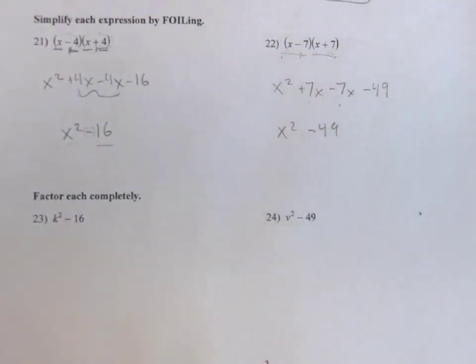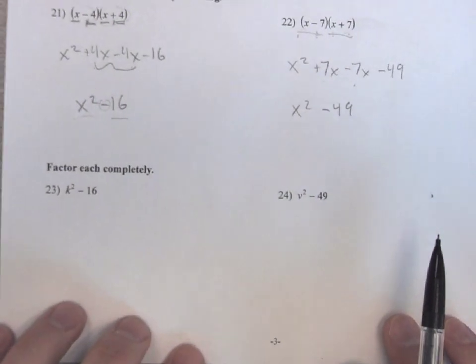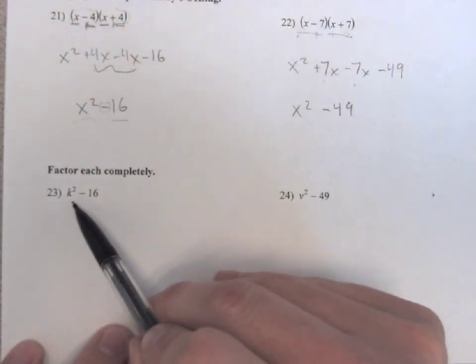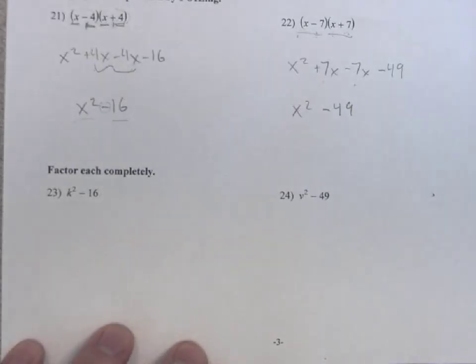Now that's just foiling. That's not factoring, right? That's foiling. Factoring is going opposite. So let's take a look at 23 and 24 and see if we can figure out what's going on. Okay, now if we look at this one, this should look very similar to 21, right? This time we're trying to go opposite.